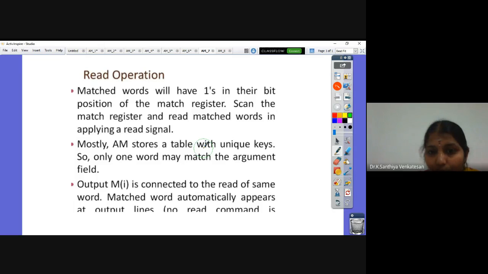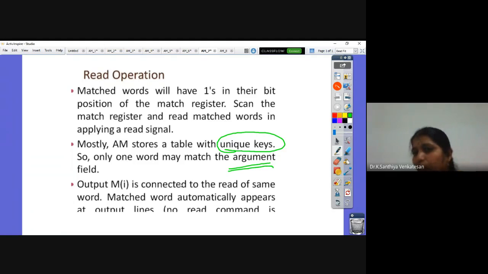That is why we are saying that it has a unique key. A unique key is nothing but like our roll number or register number. The words will also be unique, and only then can you go for searching the words. You can match the argument field. If there is a duplication, then there is no use of doing all these searches, having the key register and all those things.